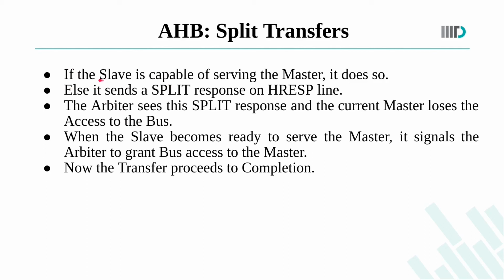Actually, the split response is sent to the arbiter. The arbiter sees that the split response is sent by the slave, and now the arbiter again grants access to the bus to that particular master, and the transfer continues. Now the transfer continues to completion, and this is one of the ways that AHB attains its high performance.